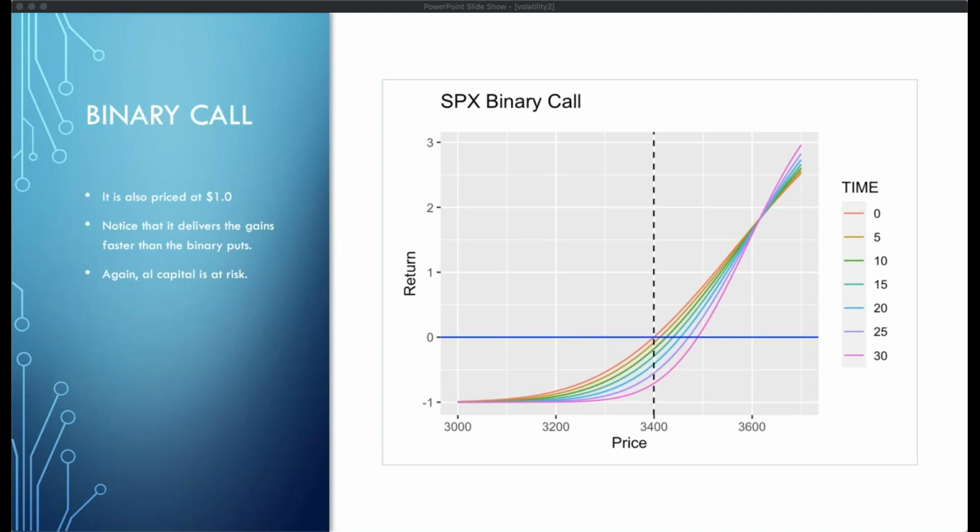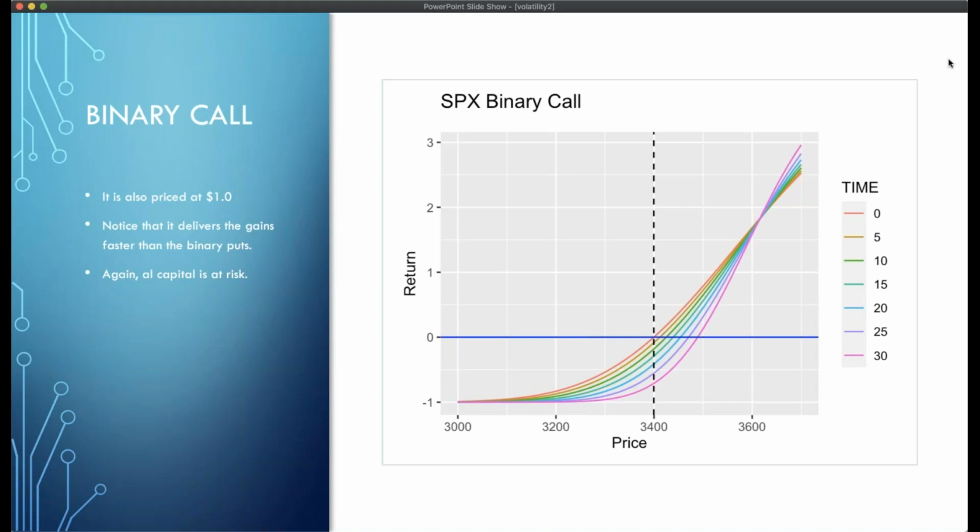So I never hold fractional things or partial iron condors or legs here and there. It makes no sense. So anyway, look at the binary call. The binary call is a great play too, and delivers fantastic money.